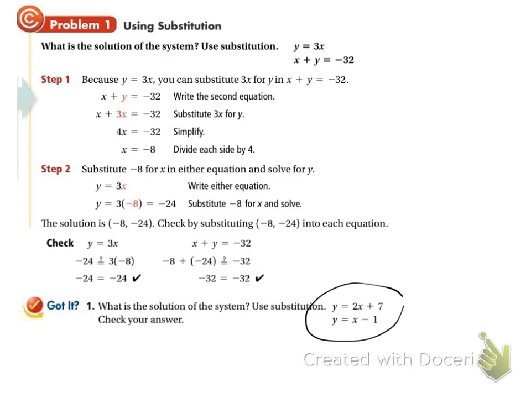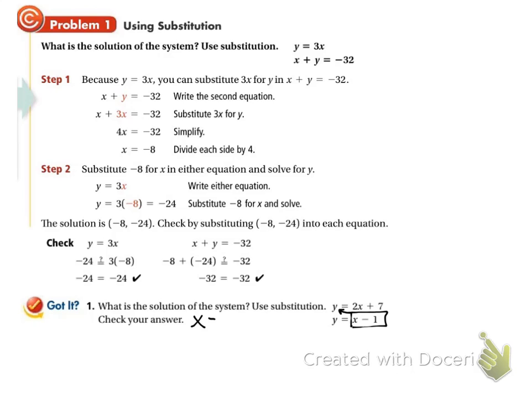So let's look down here at this problem. This second equation says that y is equal to x minus 1. So what that's saying is y is the same thing as x minus 1, right? If it helps to think of a balanced scale, they're both equal. So what that means is I can take this stuff, the x minus 1, and I can plug it in for that y in the first equation because they're equal, right? They're the same thing. So I'm going to plug it in.